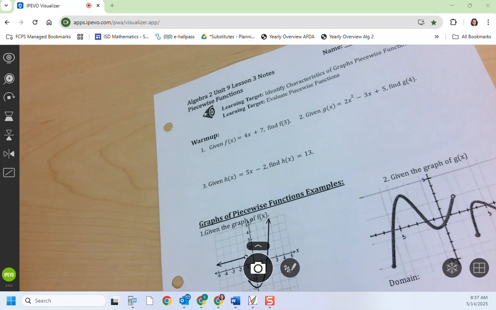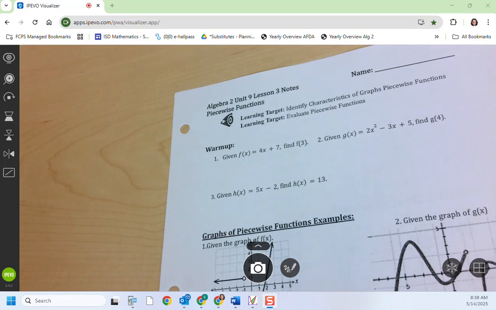Okay, so we're starting Unit 9, Lesson 3. It's our second to last lesson on new material. We'll have one more lesson that you'll actually have a choice. You'll either do it after the SOL on Tuesday, or you'll do it 2 classes after that.